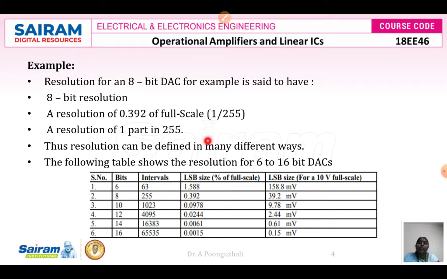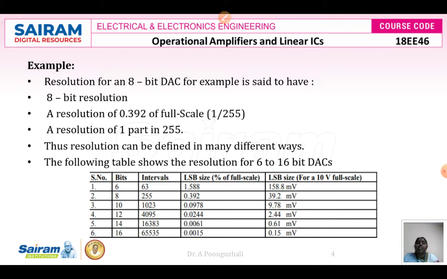That means for one LSB change in your digital input, your output is going to be changed by 1 by 255. So 1 by 255 is nothing but 0.392 volts, or in terms of millivolts it is going to be 39.2 millivolts. Or we can define a resolution of 1 part in 255. So the resolution we can define in different ways.